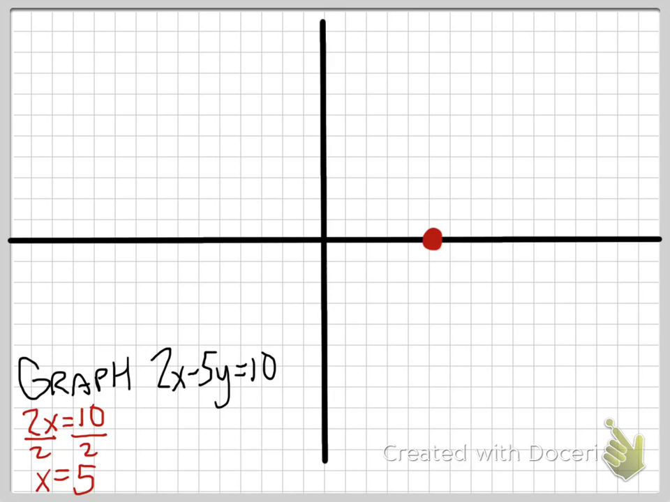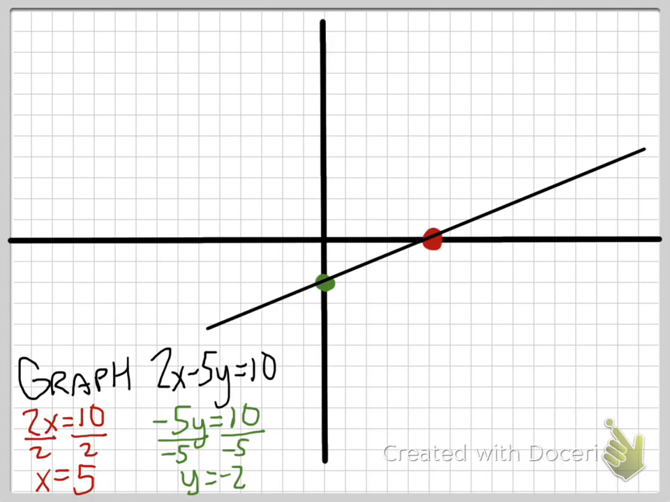I want to do the same thing for y. So I'm going to put 0 in for x, and I'm left with negative 5y equals 10. Then when I solve for y, I have to divide by negative 5, and I get y equals a negative 2. So my y-intercept is negative 2. These 2 points, when connected, make my line. This is how we graph an equation that is in standard form. Find our intercepts.